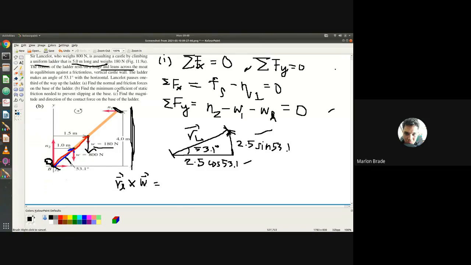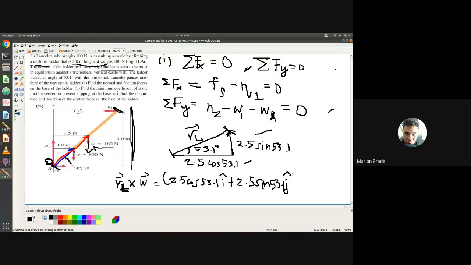Ladder din na ladder. L nga dako ha. Guys, pila man lang weight in terms of vector? Unsa ko na pagkasulat? So this is 2.5 cosine 53.1 i hat plus 2.5 sine 53.1 j hat.